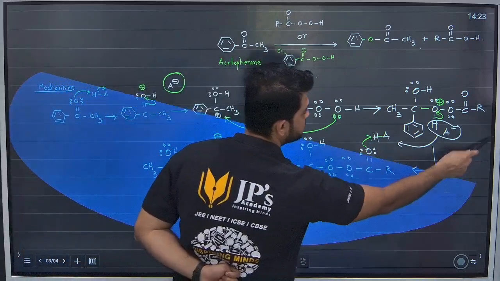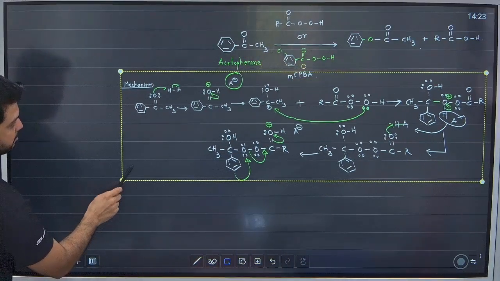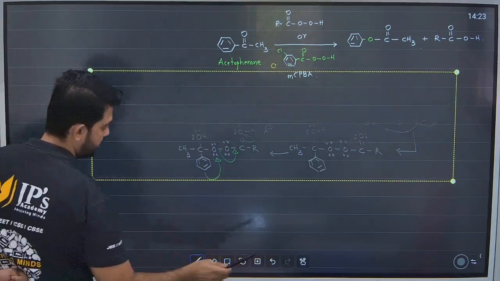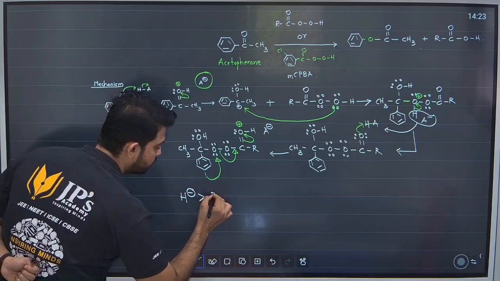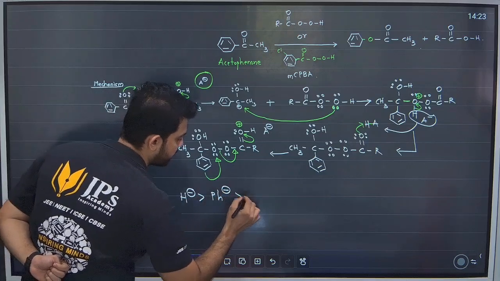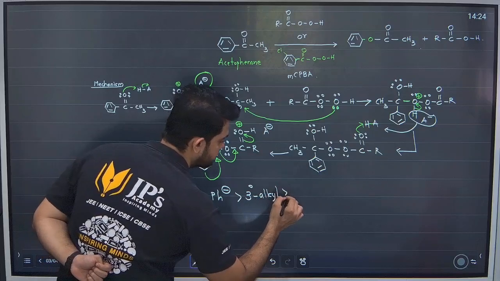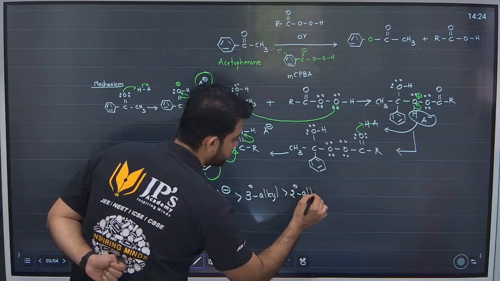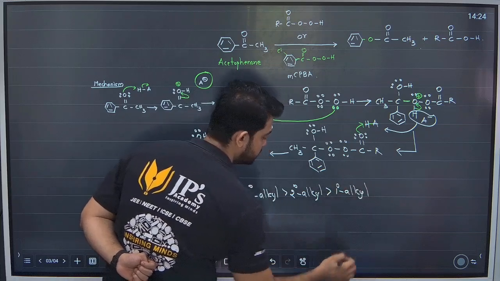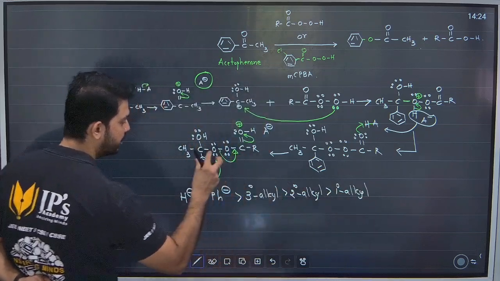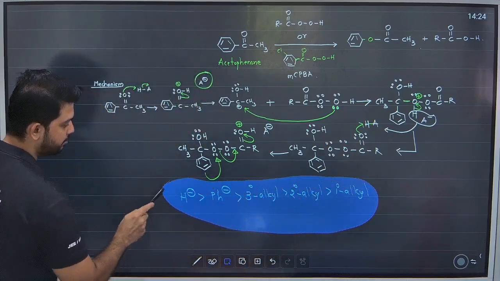This is the most important step of the mechanism, students. You need to understand this step very carefully. And you also need to realize that migratory behavior is very important. If we look at migratory behavior, it follows this trend, students. Keep this in mind also. Tertiary alkyl, then comes secondary alkyl, and then we have primary alkyl. This will be the migratory behavior depending upon the group which is attached. I will also give you some examples to practice on migratory behavior.